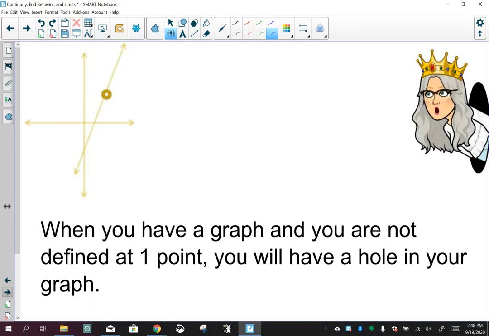Talking about the first one, when you have a hole, you have a graph where you are not defined at one point. That basically means you've canceled something out in your graph, and because you've canceled something out, your graph still goes on, except when you get to that specific number, somebody took the manhole cover, so you have to jump over that little hole that's there. Okay, so that's what it means when you have a graph and it has a hole in it.